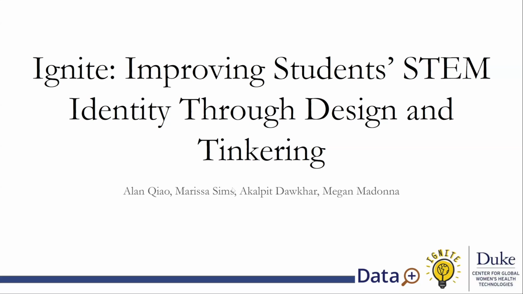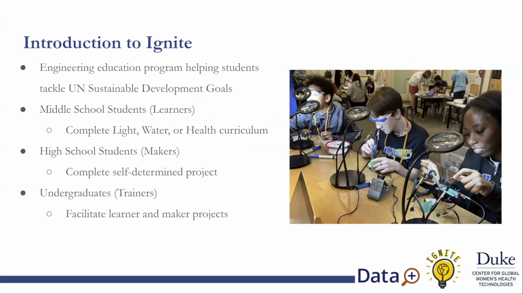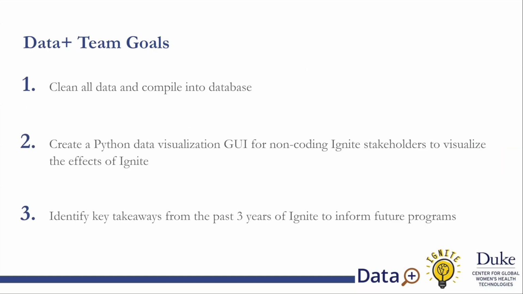First, for an introduction to Ignite: Ignite is an engineering education program that helps students tackle the United Nations Sustainable Development Goals. There are three different types of students. Middle school students, or learners, complete a light, water, or health curriculum where they have a hands-on design project. High school students, or makers, complete a self-determined project that is still under the light, water, or health curriculum, but it's a little more independent. And finally, the undergraduates, or trainers, facilitate the learner and maker projects and make sure everything runs smoothly.